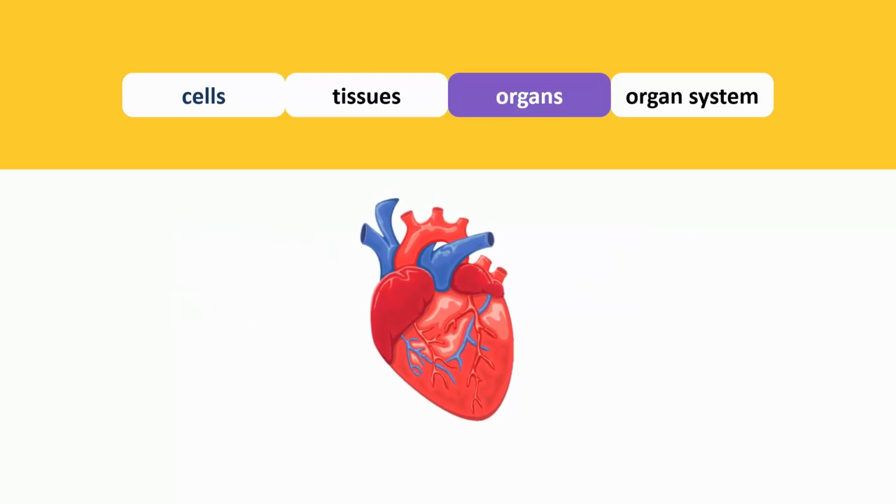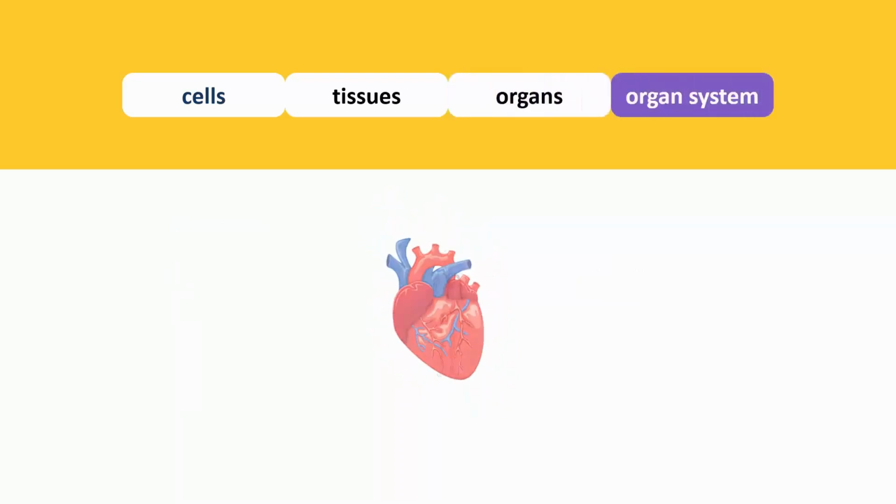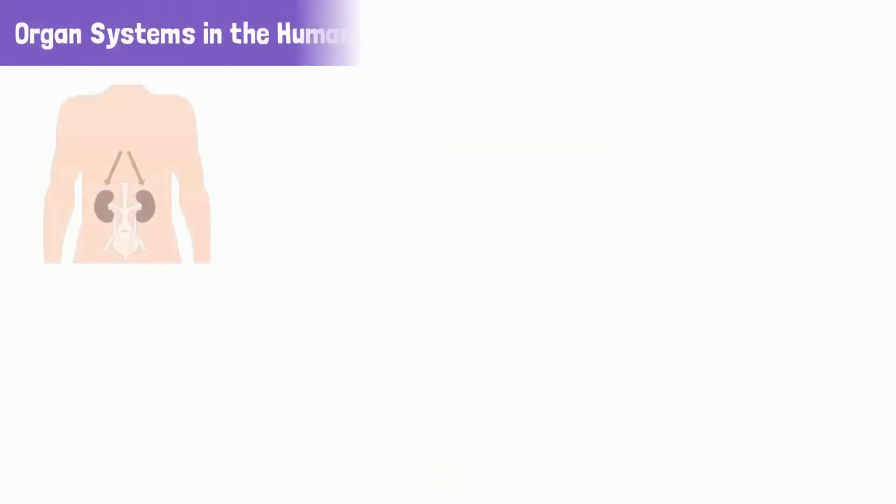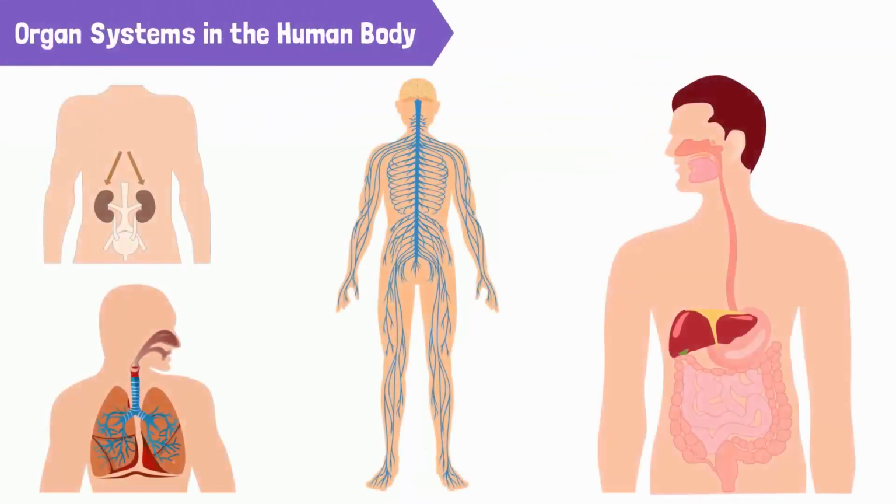Many different organs come together to make up an organ system which carries out a specific process in our body. For example, the heart and blood vessels make up the circulatory system. The circulatory system in our body is responsible for transporting oxygen to every part of our body through blood. There are many other organ systems in our body.